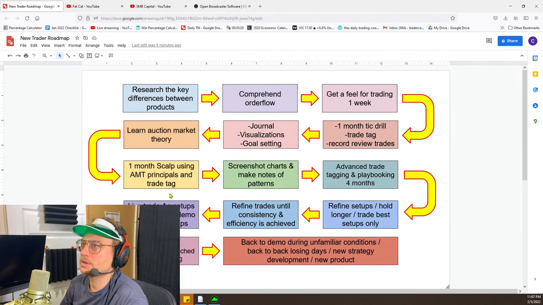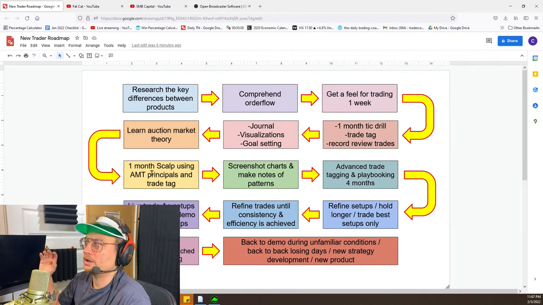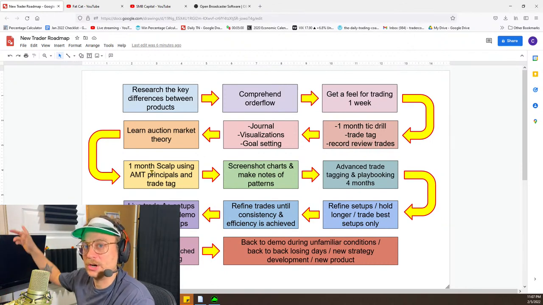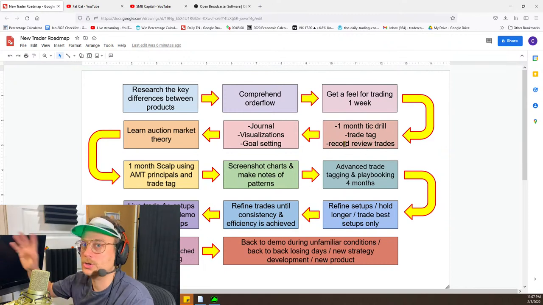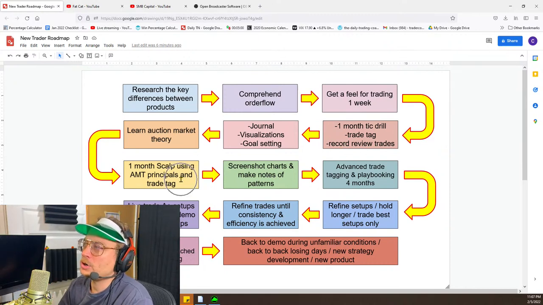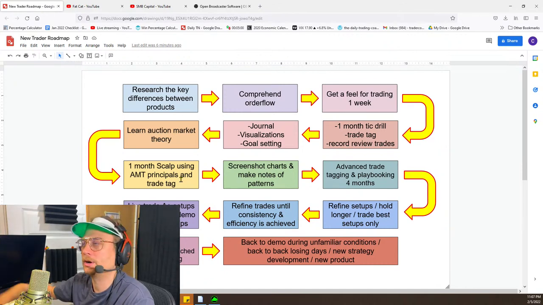I suggest auction market theory. One month of scalping using auction market theory principles. Start trade tagging. Now you're going to trade tag your entries and your exits. On the tick drills, you were just doing your entries because all you're doing is picking up a tick. Now we're trying to scalp, and we're trying to scalp for more than a tick. Probably didn't mention that earlier, but try to get more than a tick at this point.